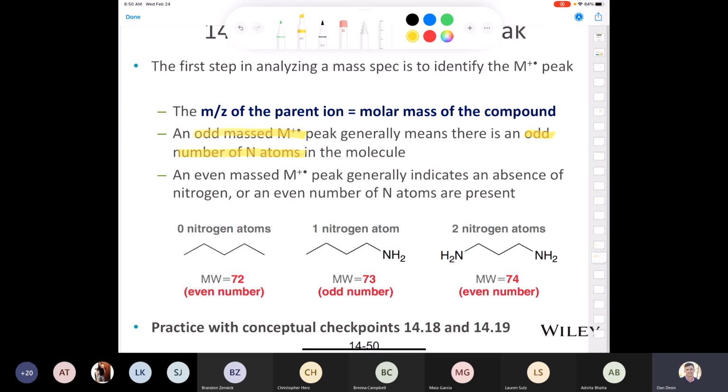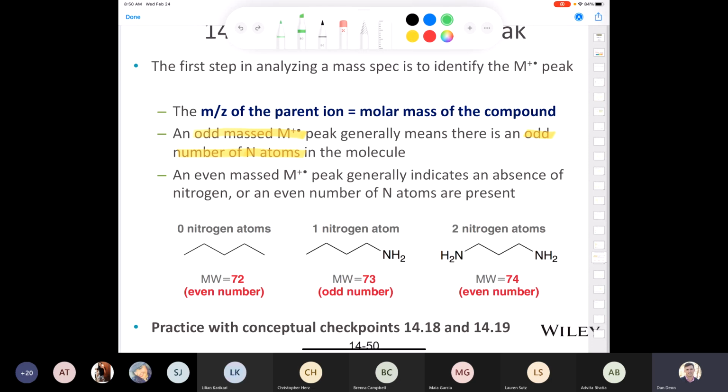Yeah. So let's say you had a molecule and you had a parent ion, your molecular ion, and it had a mass over charge of, let's say, 343. It's an odd number. You can't divide it by 2 and get a whole number. And so that would tell you that you've got an odd number of nitrogens. You've either got 1, 3, 5, 7, 9, so on and so forth.